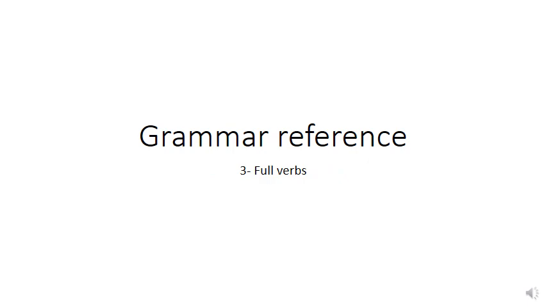The third class of English verbs is the full verbs. Full verbs, they are verbs with a full meaning. They can stand alone in the sentence and make the sentence grammatically correct and fully meaningful.